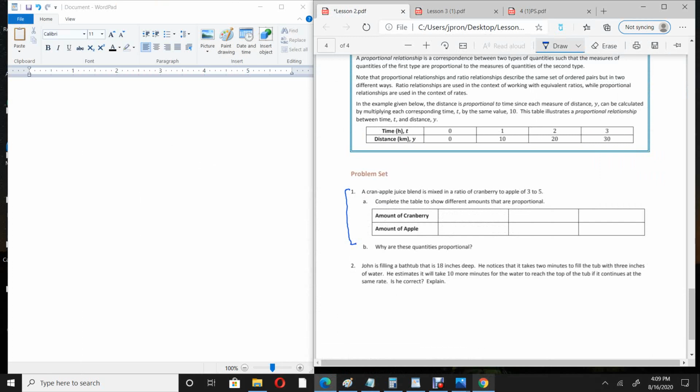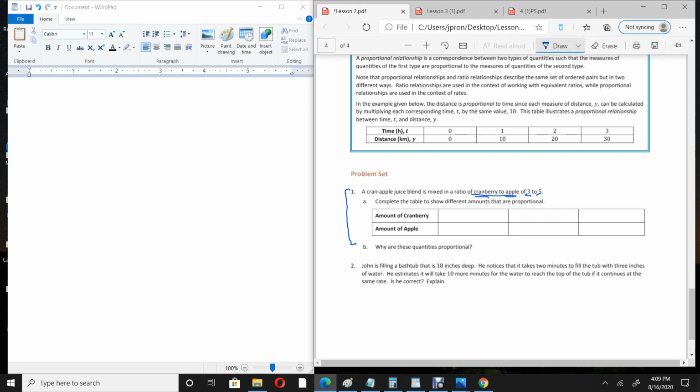So, cranberry juice blend is mixed in a ratio of cranberries of 3 to 5. Okay. So that means we're going to complete a table to show different amounts. So what would the first ratio be? Cranberry to apple. Remember, the order matters here. So cranberry was first, apple is second.